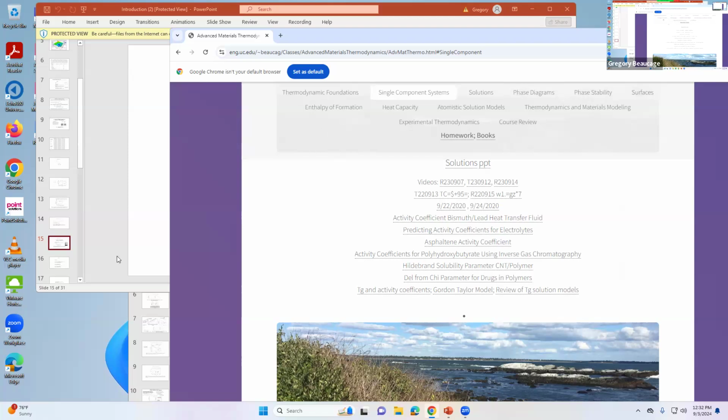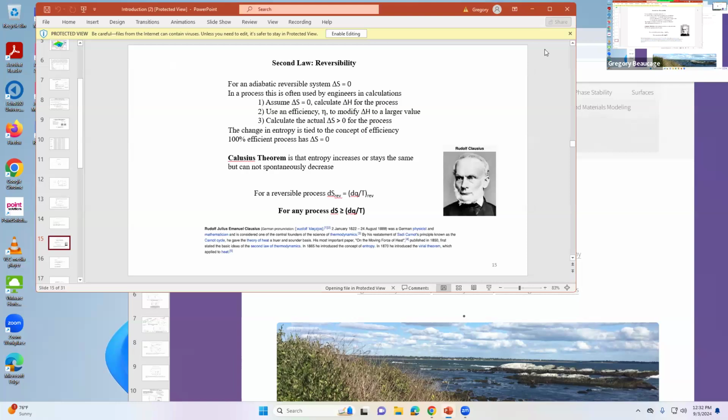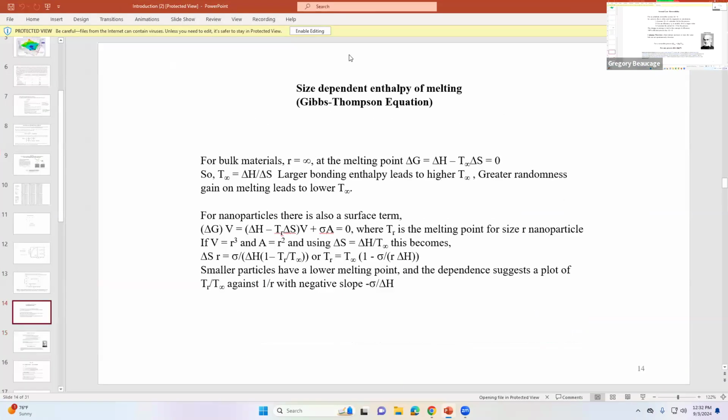So this business of surfaces takes into play nanoparticles. One of the first things was to look at the melting point of nanoparticles, which was, I think, also from Gibbs in the 1800s. But basically, if you have crystals that are smaller than a micron, then the melting temperature shifts, and it can shift pretty significantly.